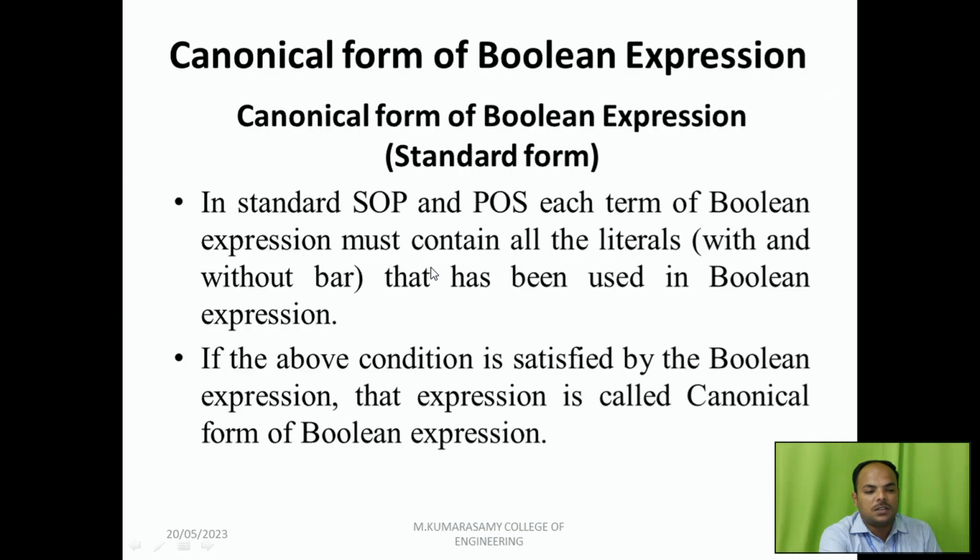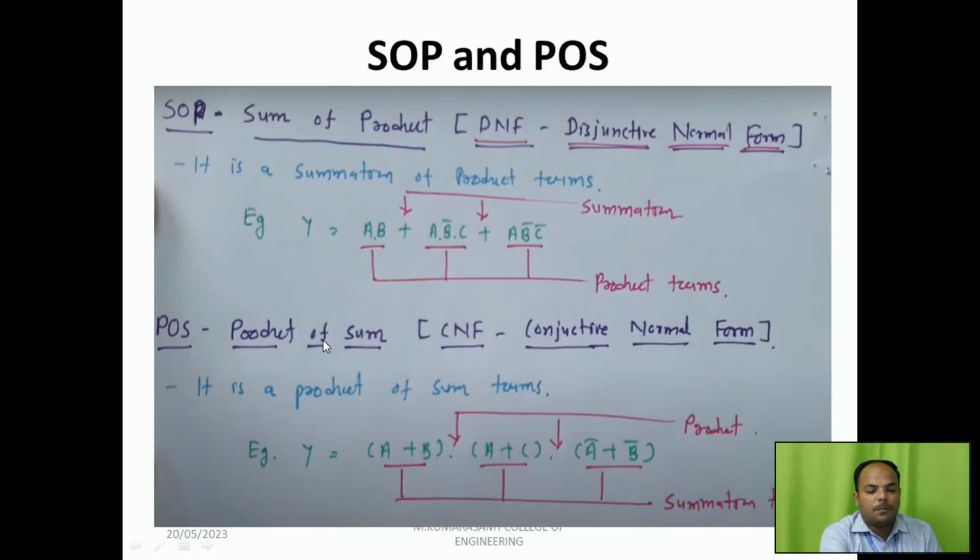Just opposite to this is product of sum, or CNF, conjunctive normal form. SOP is disjunctive normal form, POS is conjunctive. Here we have a summation of product terms, there a product of sum terms. Between each term we have a product, and between the variables we have a sum operator. That's why it's named product of sum. So this is the normal SOP and POS. It will be different from your canonical form.